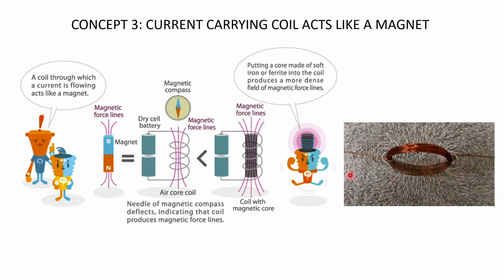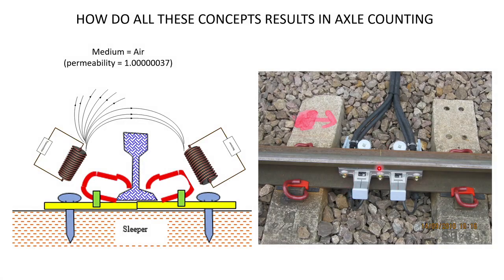Now let's look at an actual axle counter. This is an actual axle counter, and inside it there are basically two coils. One is the transmitter coil, one is the receiver coil, and you have magnetic field lines going from one to the other. However, the medium between those two coils currently is air. When there's no wheel, when there's nothing, the medium is air.